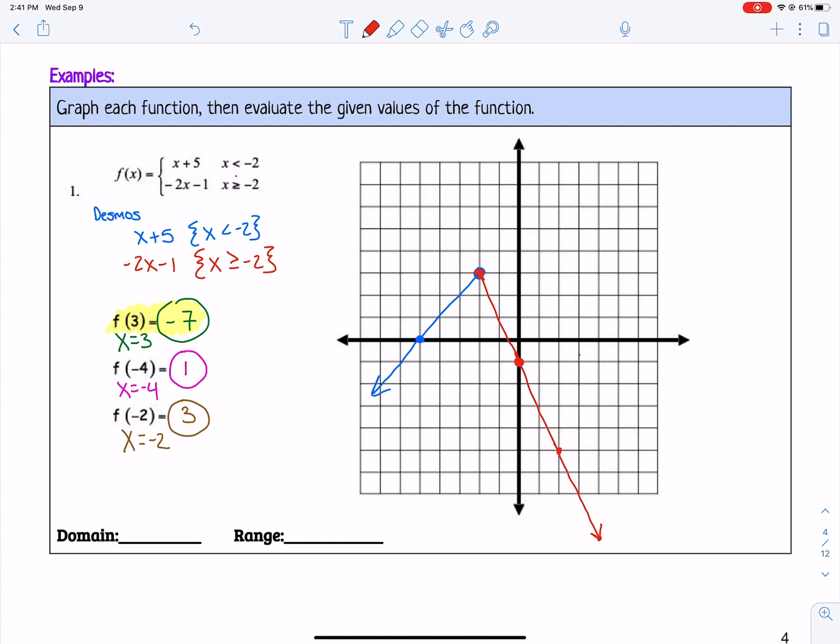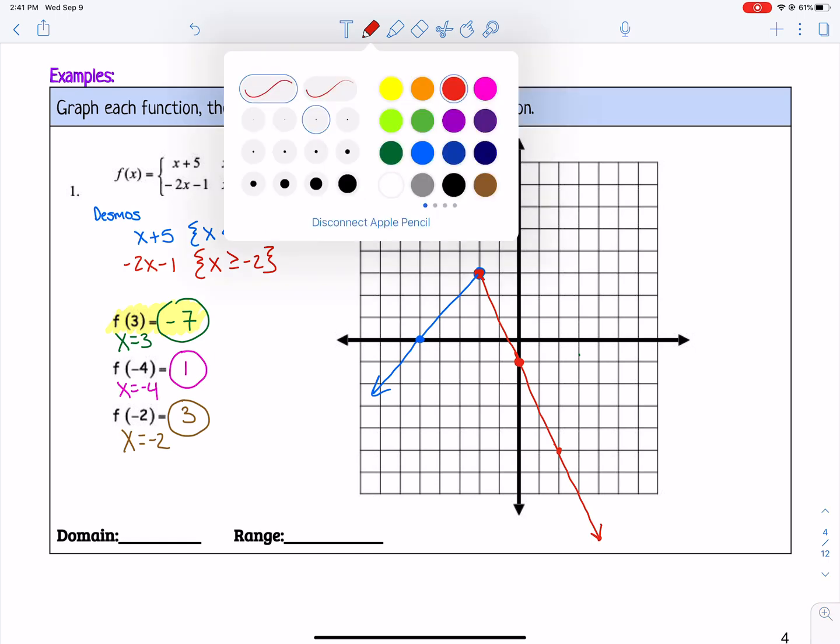In this video, we're just going to discuss finding the domain and the range of piecewise functions. So in example 1, we have already graphed the function. We just need to pick out what the domain and the range would be.